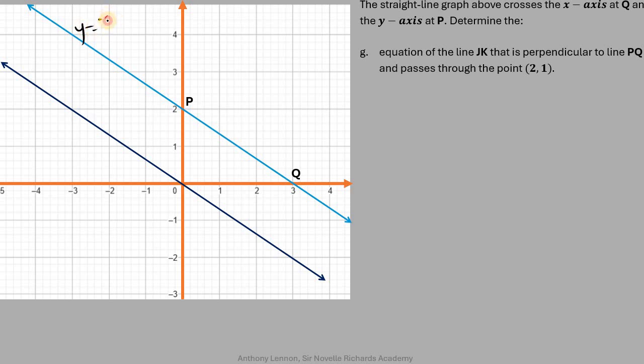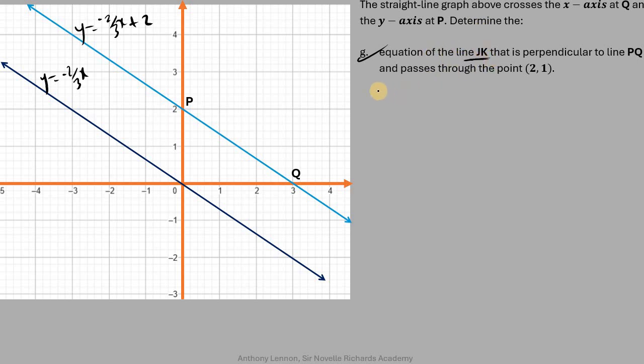I'm going to just write these back here quickly. And this one is y equals the same negative 2/3 x plus 0, as in passing through the origin, but we don't need to put the plus 0. Going back to the question now, we're looking at G. We want to determine the equation of the line JK.